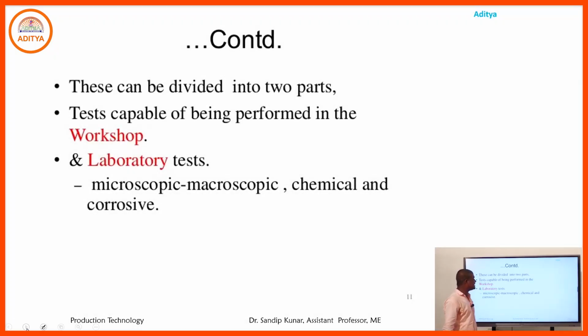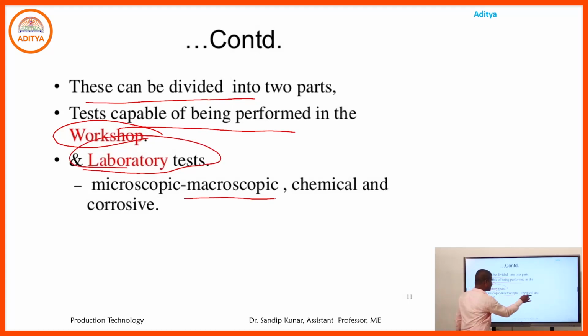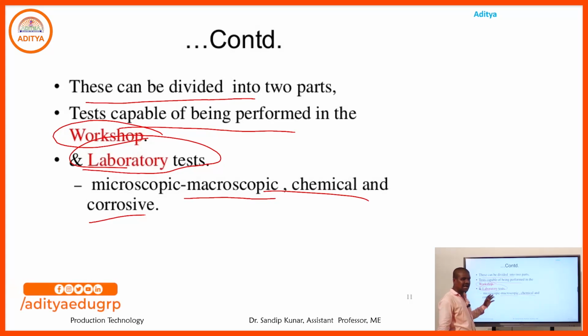Destructive weld testing can be divided into two parts. Some tests are performed in the workshop, and some weld testing is performed in the laboratory: microscopic and macroscopic, chemical and corrosive performance. Sometimes, when we need precise data, we use the laboratory, and some tests are also performed in the workshop. Based on that quantitative data, we decide the quality of the weld.